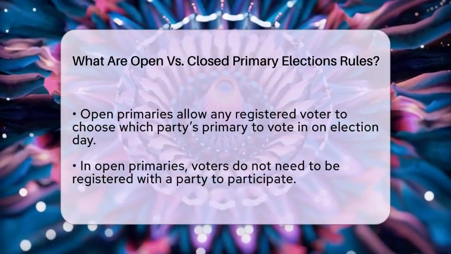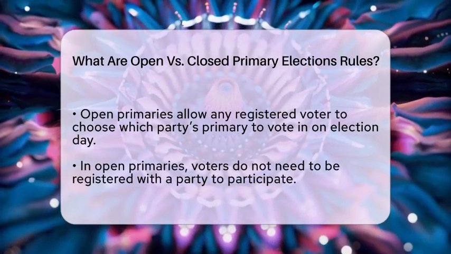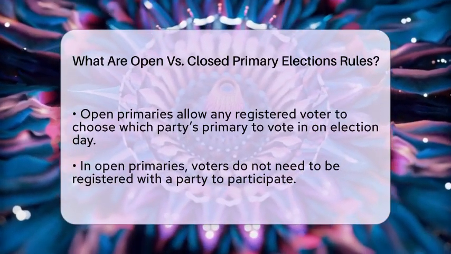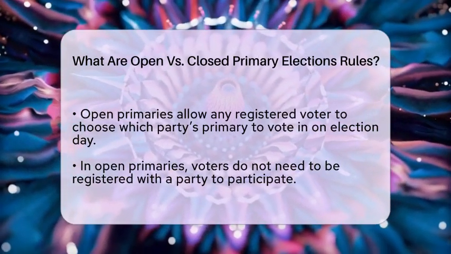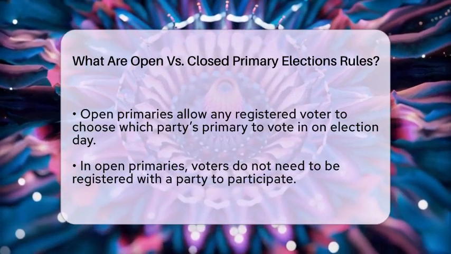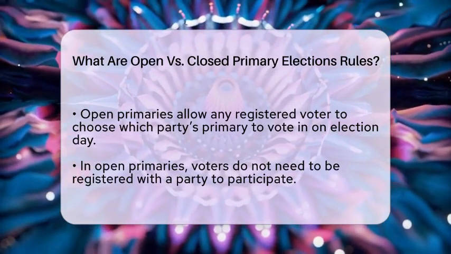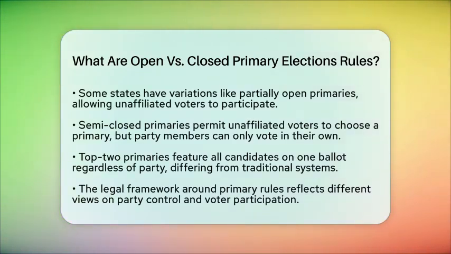Open primaries give voters more freedom to choose across party lines, making the process more flexible. Some states have variations, like partially open primaries, where unaffiliated voters can participate, but registered party members can only vote in their own primary. There are also semi-closed primaries. These allow unaffiliated voters to pick a primary, but registered party members can only vote in their own party's primary.